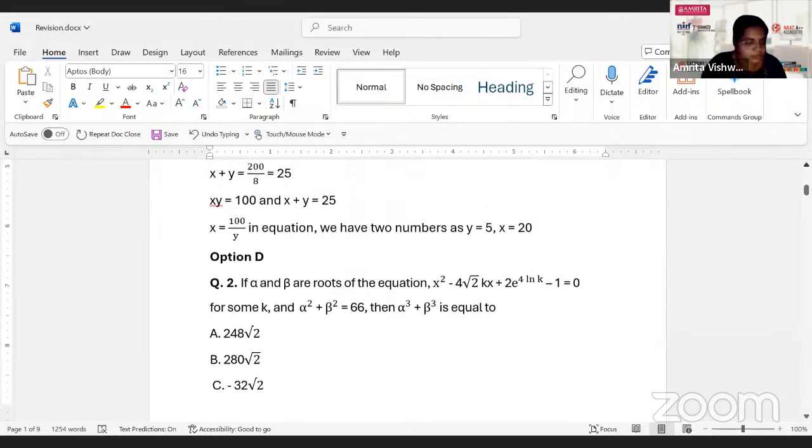Yes, I hope the screen is visible. If there is anything, I would request the students to type that in the chat box, then only I'll be able to help you.